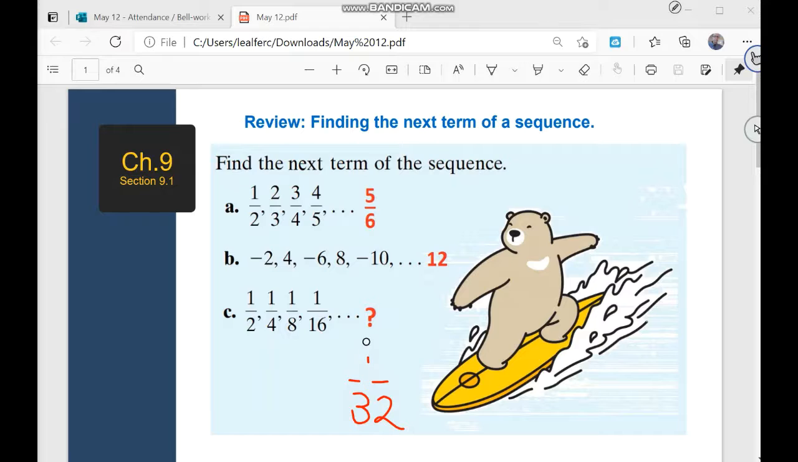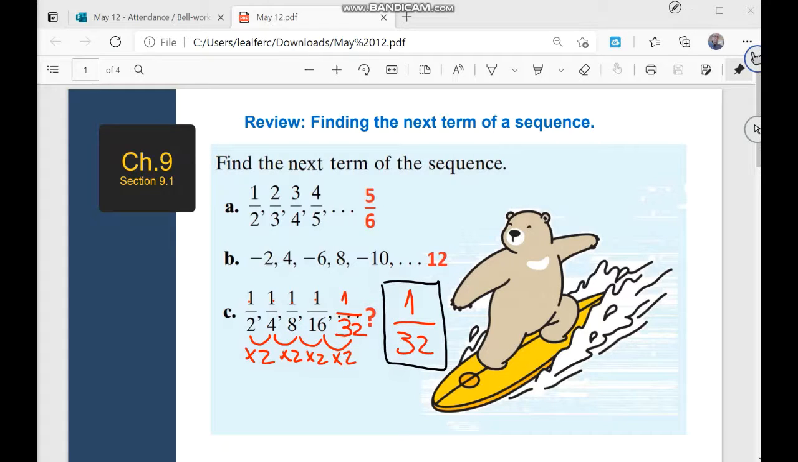Because we're looking at the denominator. The numerator is easy. Numerator is 1, right? We repeat 1, 1, 1, 1, 1. And the denominator is going to multiply by 2 at each step. Multiply by 2, multiply by 2. So the last one, 16 times 2, 32. 1 over 32 is the right answer. Thank you, Brian. And thank you, Mia.